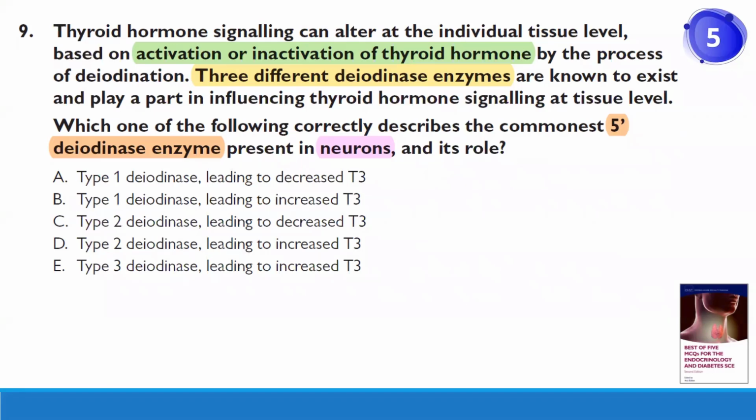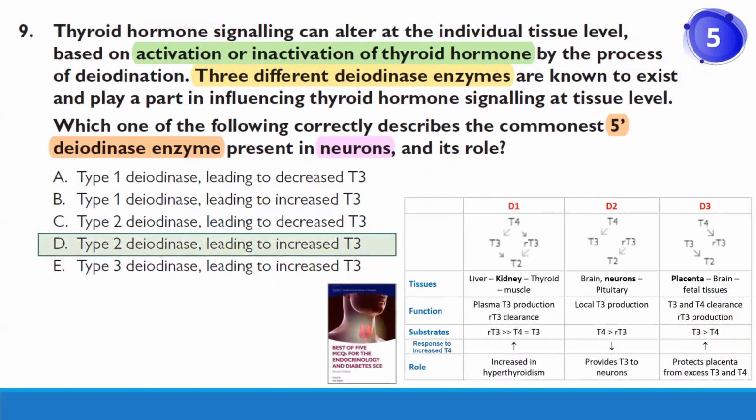D2, type 2 deiodinase, leading to increased T3. Yes, in the neuron, the type 2 deiodinase enzyme is responsible for conversion of T4 to T3. Yes, this is mainly in the neuron. What about D1? D1 converts T4 to the active T3, and is present mainly in the kidney, liver, and muscle. And this will be increasing in hyperthyroidism.